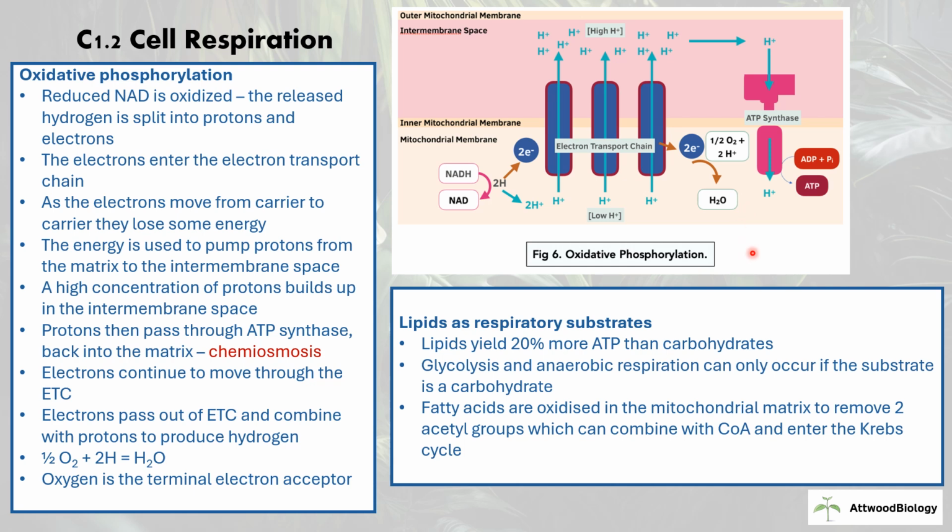And the final part, we've got the use of lipids as respiratory substrates. So glucose isn't the only thing that can be used to produce ATP, and lipids actually yield 20% more ATP than carbohydrates. However, glycolysis and anaerobic respiration can only occur if the substrate is a carbohydrate. So the glycolysis and anaerobic respiration pathway can't occur if the substrate is a lipid. Fatty acids are oxidized in the mitochondrial matrix, and the acetyl groups can combine with the coenzyme A and continue the cycle.